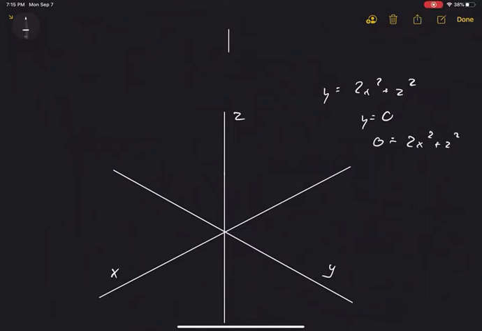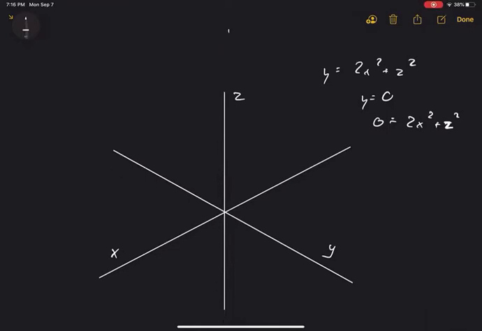Well, what is this equation? This is an ellipse, right? Actually, let's see, no. This equation doesn't have a solution. The only solution here is when x and z are both 0. So this is just a single point. Because if the left side is 0, the only way this equation can be true is if x is 0 and z is 0. So this is just a single point at the origin.